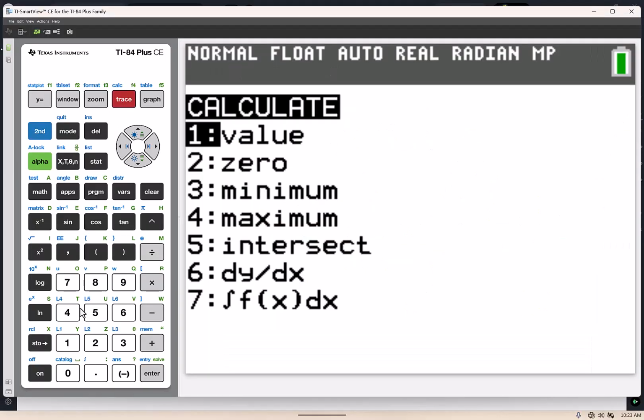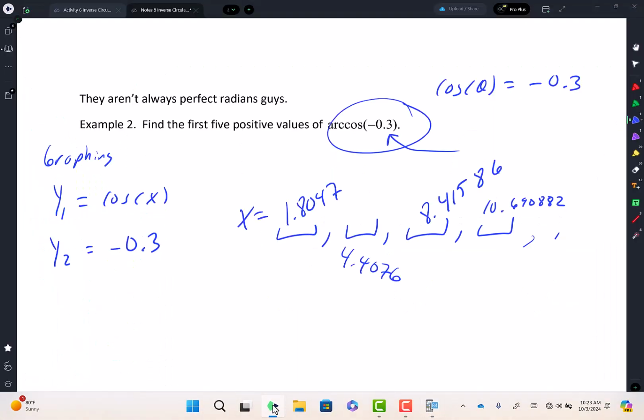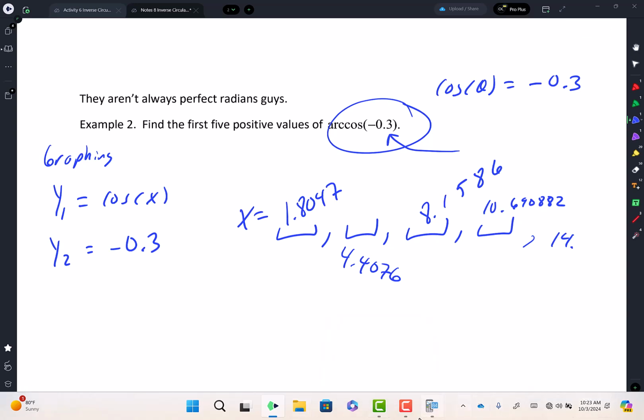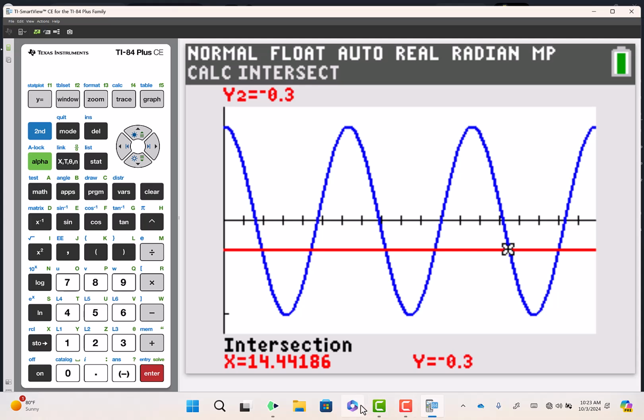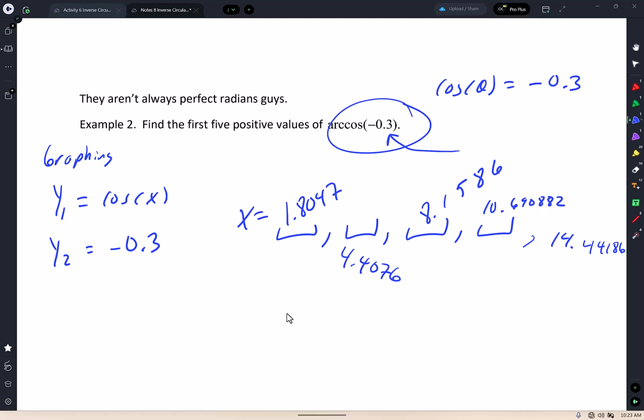Second, calculate 5. Enter. Scroll to the fifth one here. 14.44186. 14 point, 8 point what? 8.1586. Okay. 14.44186. All right, those are my 4 digits. How do we feel so far? Not crazy, right? Okay. We're going to go slow.